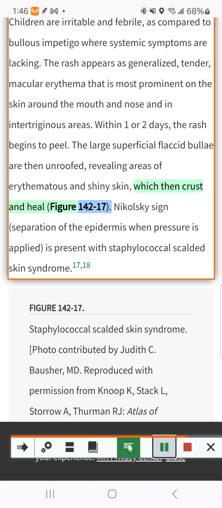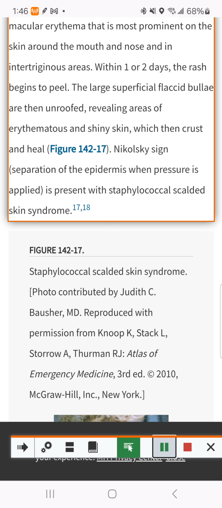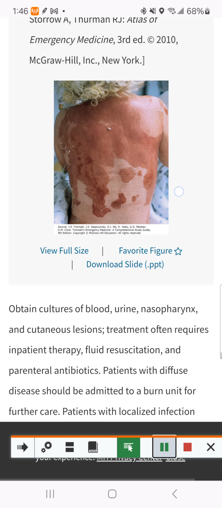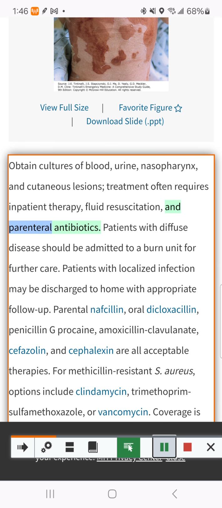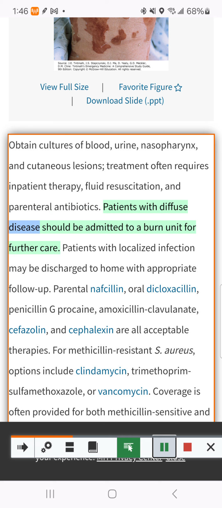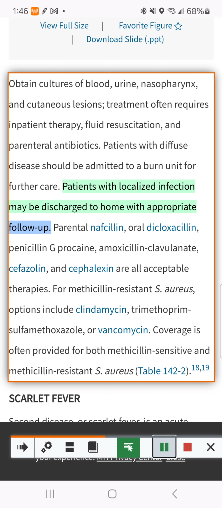Figure 142-17. Nikolsky sign, separation of the epidermis when pressure is applied, is present with staphylococcal scalded skin syndrome. Obtain cultures of blood, urine, nasopharynx, and cutaneous lesions. Treatment often requires inpatient therapy, fluid resuscitation, and parenteral antibiotics. Patients with diffuse disease should be admitted to a burn unit for further care. Patients with localized infection may be discharged to home with appropriate follow-up.